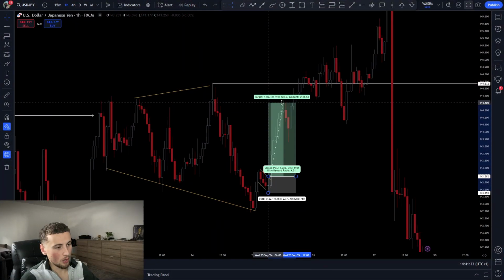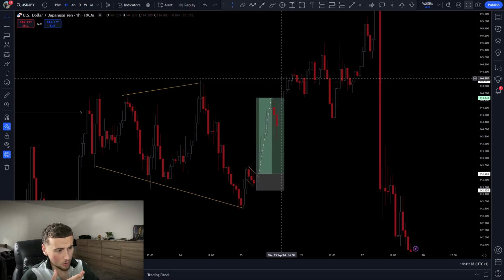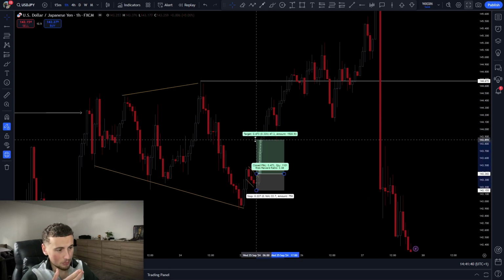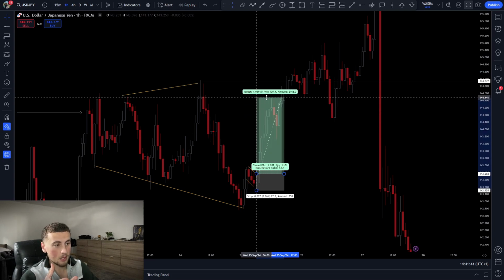I eventually got out of the position for around about 4.6%. It did go a bit longer, but regardless, my stop loss was around about here anyway, so I would have probably got tagged out for 2.2% anyway. So yeah, that was the end of the position.